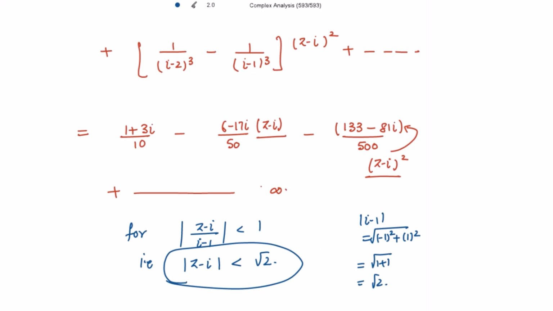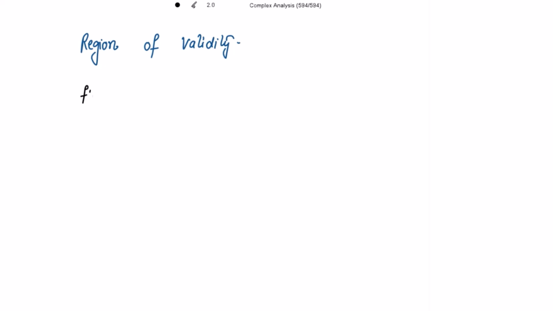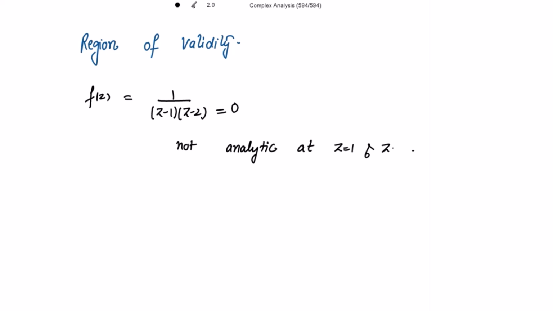And now we need to find the region of validity. Because our function is what? f(z) is equal to 1 divided by (z minus 1) into (z minus 2). Now this function is not analytic at the points where this denominator is 0. So it is not analytic at z equal to 1 and z equal to 2. Right? Because at these points the function is not defined. The denominator will be 0, the function is not defined. So the function is not analytic at these 2 points.